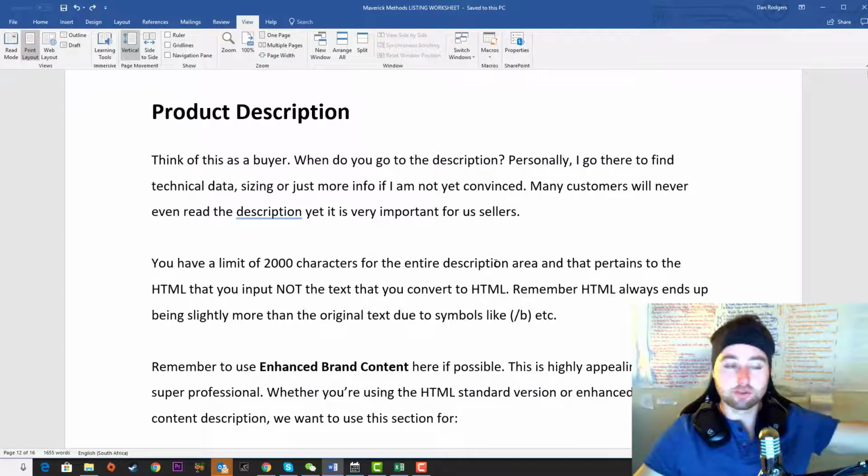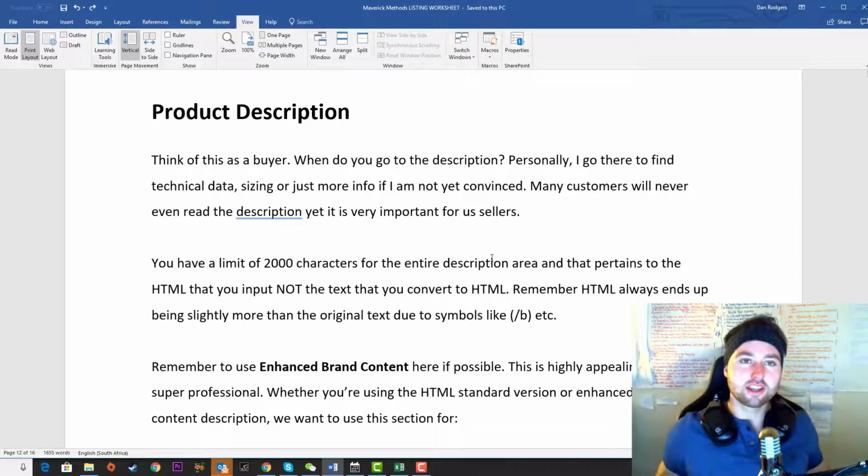And then product description. So here, think about as a buyer when you go to a listing. When do you scroll to the product description? Maybe it's when you're looking for sizing. Maybe it's when you're looking for materials used. Maybe it's when you're looking for the technical data or the instructions. And this is important because this is the type of thing that you want to represent on your listing.